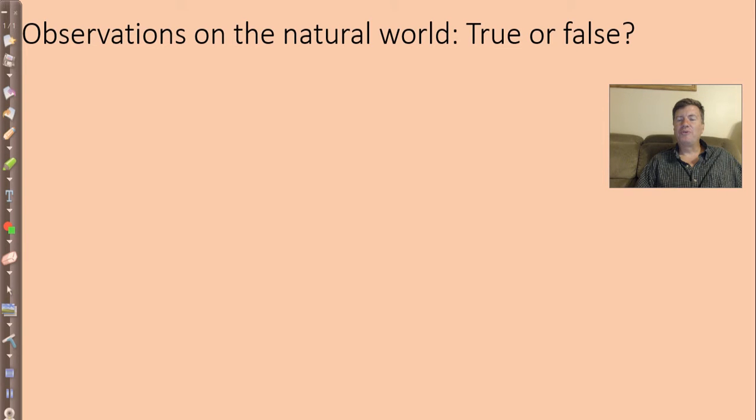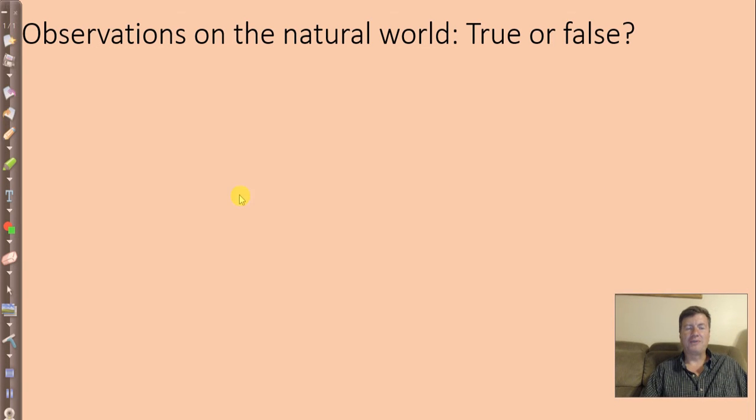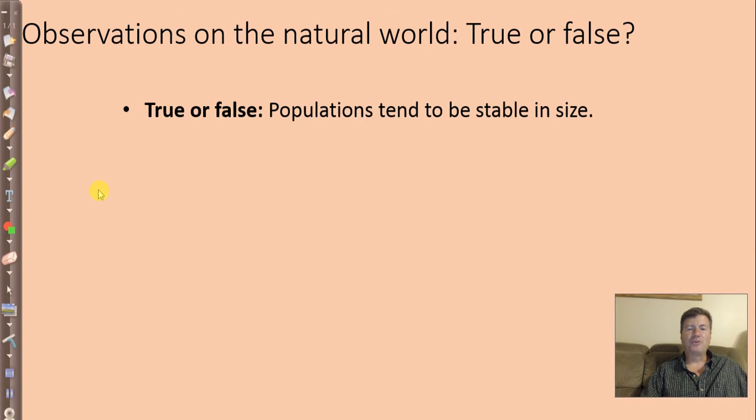Before we do that, let's do a little true-false quiz, and let's consider some of the things that Darwin may have considered as he was thinking about his ideas. True or false? Populations tend to be somewhat stable in size. We have about the same number of deer, about the same number of rabbits, about the same number of bears. So, generally speaking, that statement's true.